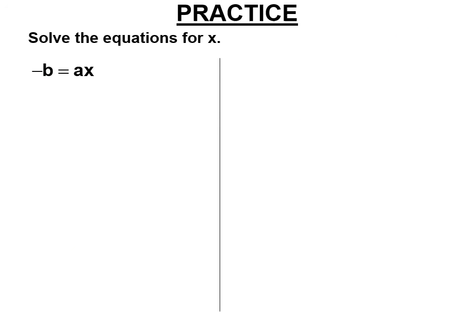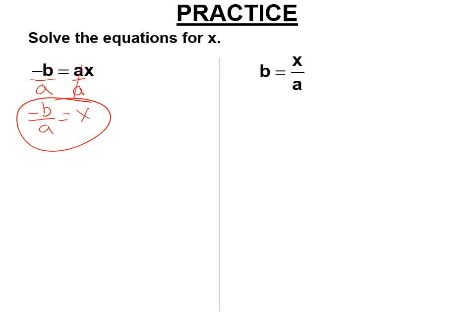Solve for x. So x is being multiplied by a. So we divide by a, both sides. That's my a, lowercase a. And so it is negative b over a. That's what x equals. Whatever the opposite of b is, divided by a.